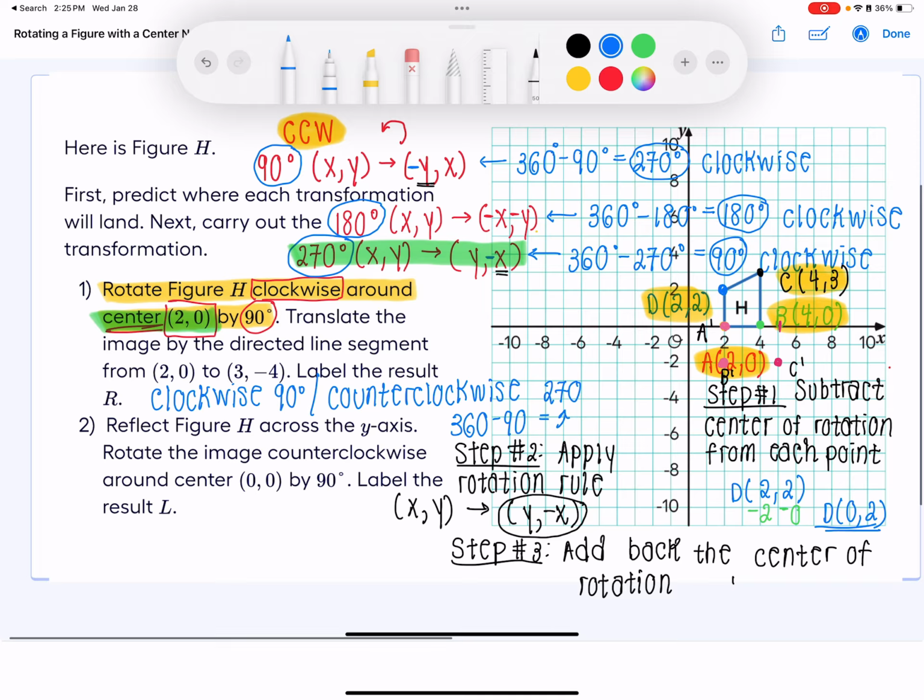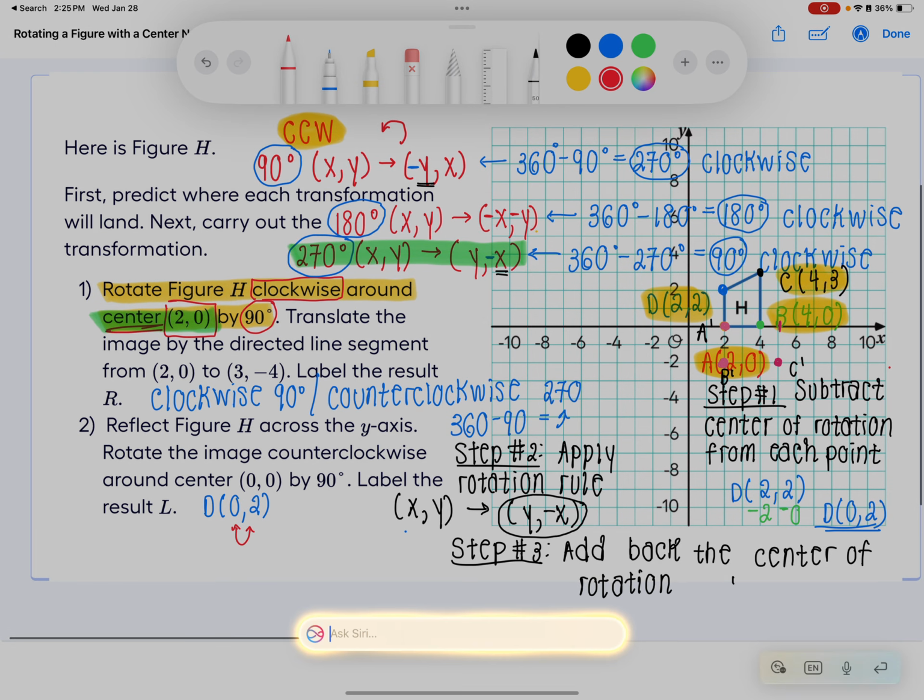Underline that for you for step number 2. So step number 2 was apply the rotation rule. I have (0, 2) right now. Remember, we're going to swap the x and the y value first.